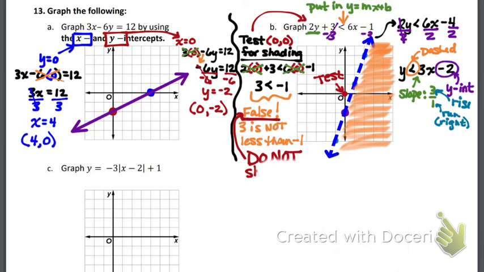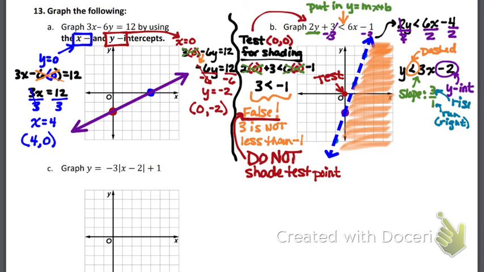Make myself some more room to write here. If I'd gotten something that was true, then I would shade where that test point is. And I would not shade the other side. Only one side can be true. If one side is false, the other side is true. Always. So if I test my point and I get false, I'm going to go to the other side.